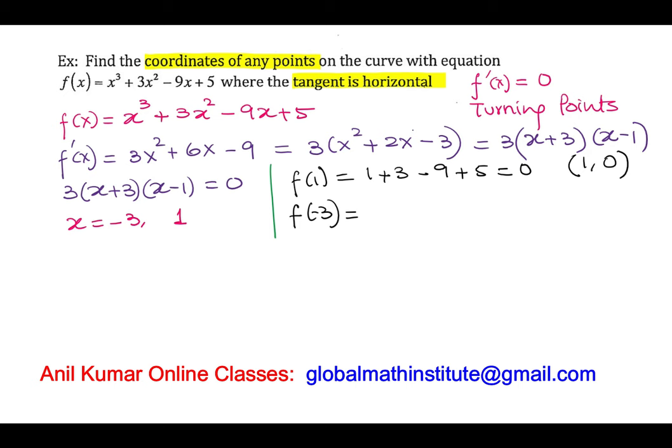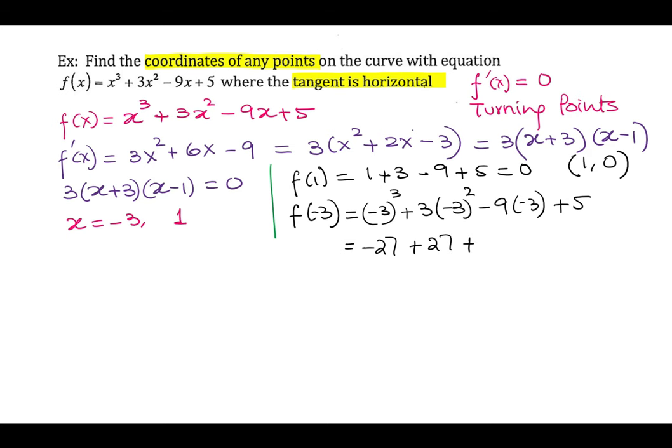So let's substitute minus 3. So minus 3 cubed plus 3 times minus 3 squared minus 3 times minus 3 plus 5, correct? Which is minus 27. So 9 times 3 is plus 27. Minus and minus becomes plus. 9 times 3 is again 27, correct? And we have plus 5, correct? So 27 minus 27 cancel, and we get 32, correct?